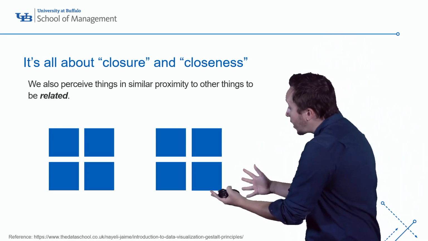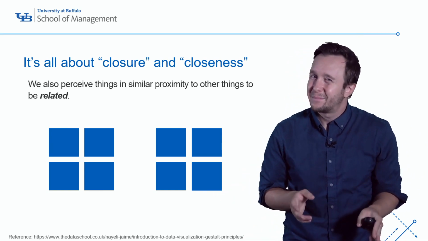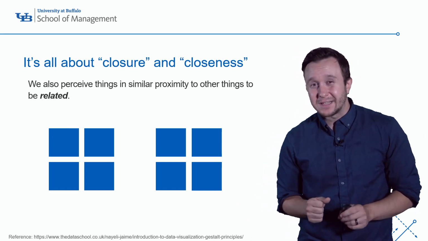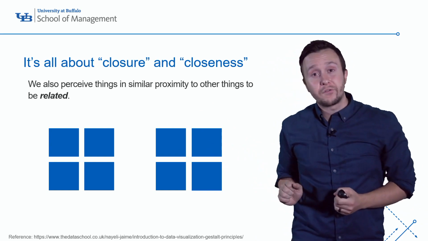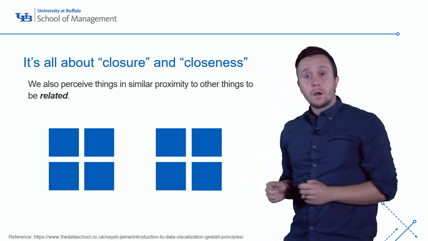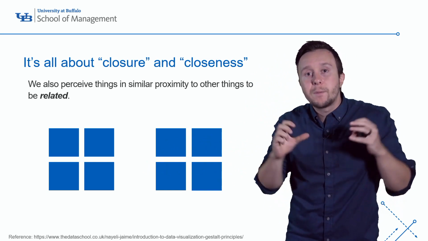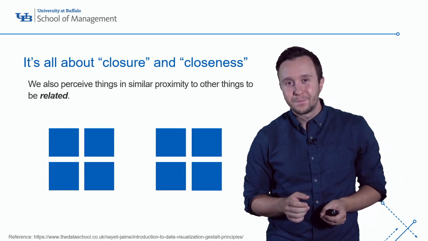So again, if you look over here, you might see 8 blue squares. But you've probably noticed that really what it is is 2 groupings of 4 blue squares. Because the 4 blue squares over there are close to one another, and so we perceive them as a group. And the 4 blue squares over here, well, the same thing.